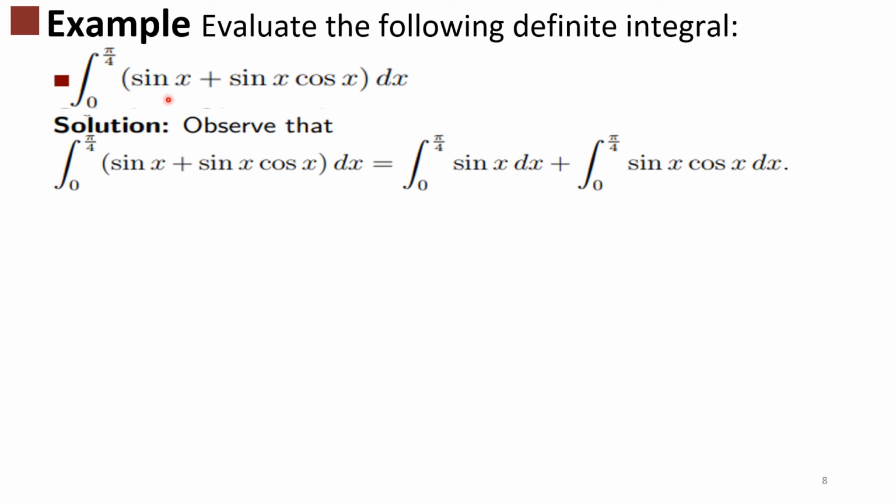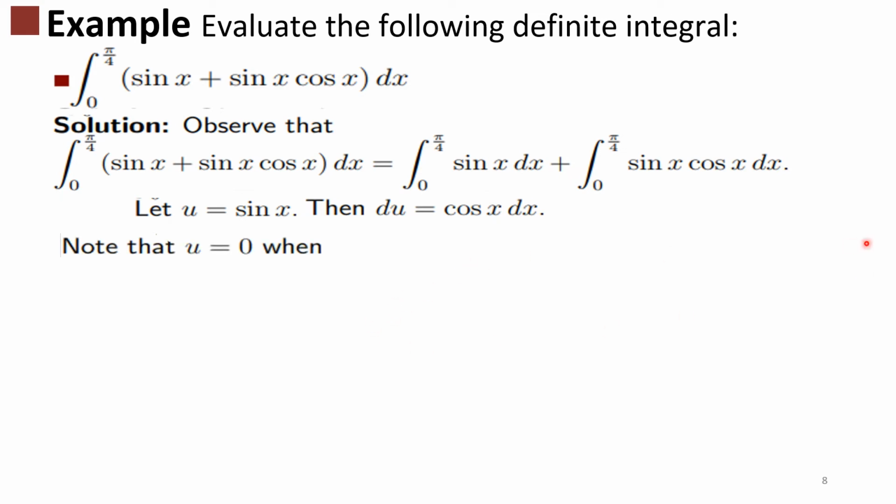Notice that we have a sum here, so you can take the integral of each term individually. That is the integral of sine x dx evaluated from 0 to pi over 4, plus the integral of sine x cosine x dx evaluated from 0 to pi over 4. Then we can let u be equal to sine x, and we know that du is equal to cosine x dx.